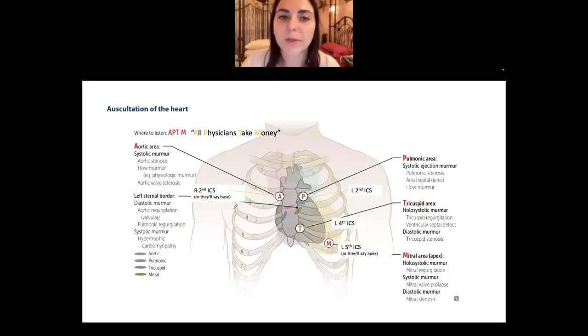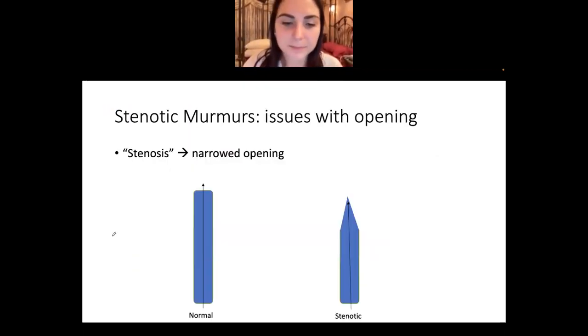Just in terms of when they're talking about the specific areas, that's why I like this APTM thing, because it's the area. So you can hear aortic stenosis or you can hear, no, that's not. I don't know how to explain it. We'll talk about it when we get to each specific murmur. Hopefully it'll make sense. I think you need to visualize the murmur and then it'll make a little bit more sense. Okay.